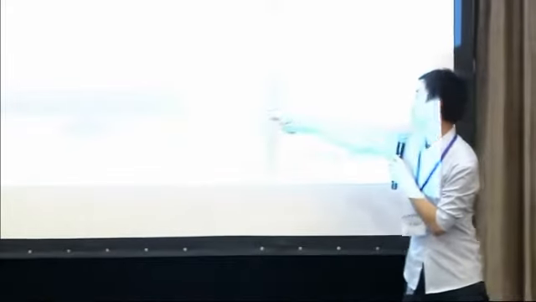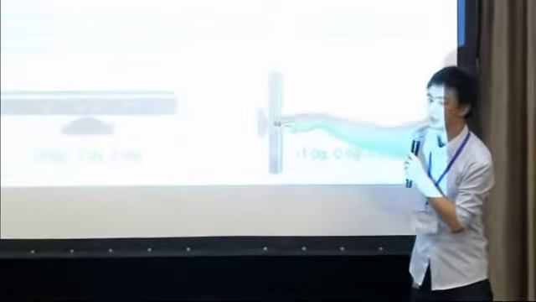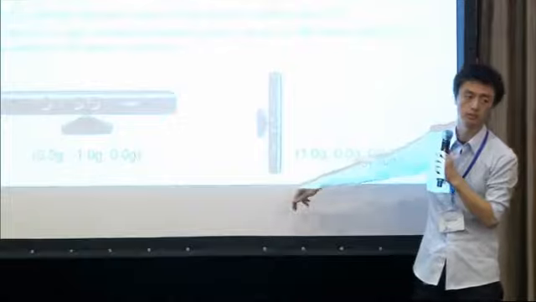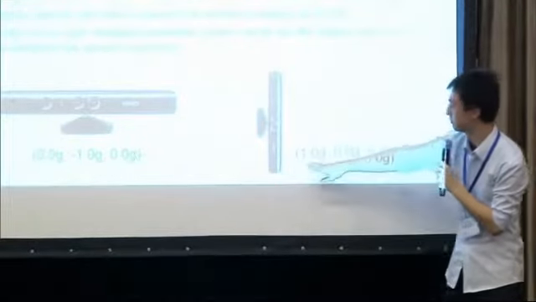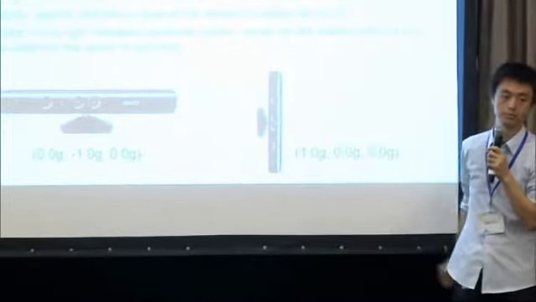And if we change our Kinect to this pose, now this is the x-axis, and this is the y-axis, and this is the z-axis. The y and z will be perpendicular to the gravity direction, and the x-axis will have the value of 1. Am I clear?